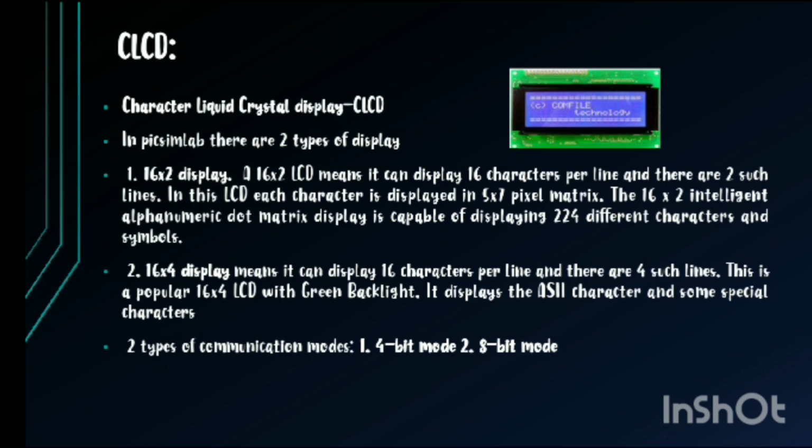And the second one is 16x4 display, which means it can display 16 characters per line, and there are 4 such lines. This is a popular 16x4 LCD with green backlight. It displays the ASCII characters and some special characters. Two types of communication modes. First one is 4-bit mode and second one is 8-bit mode.